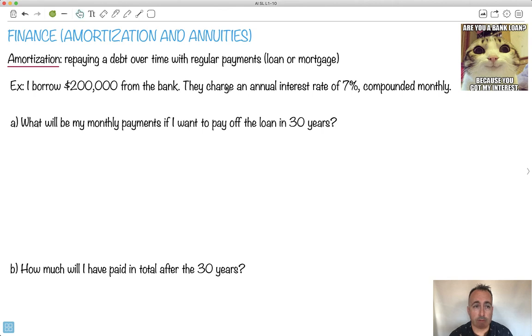So now it's time to do more finance. And this time, let's do something actually useful. I like this idea, bank loan. You got my interest. That's actually cute.